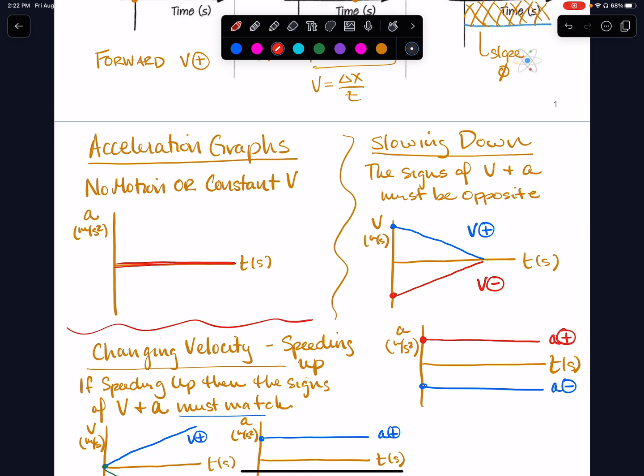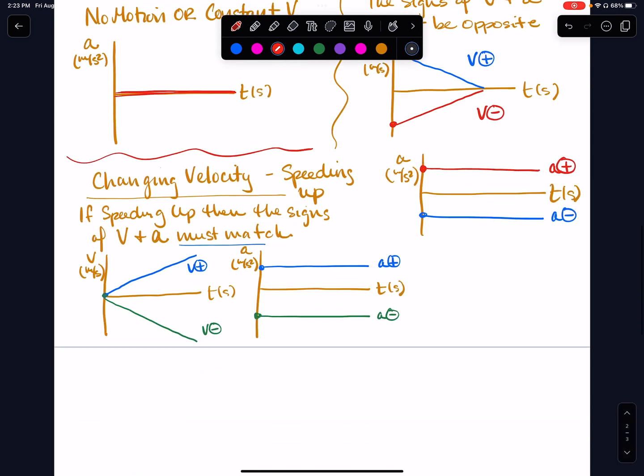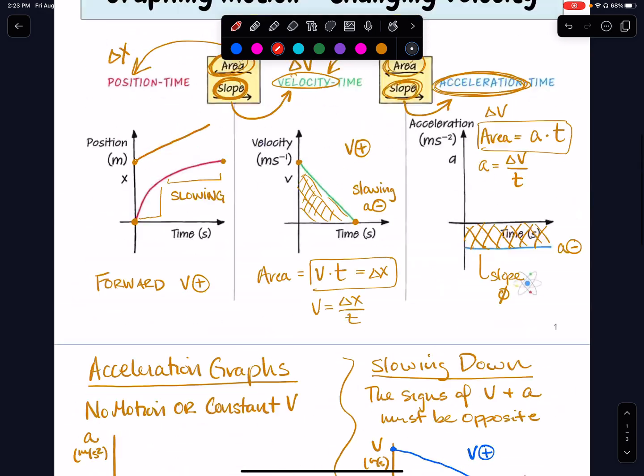All right. So in this case, our signs are working against each other, which means the object will be slowing down. So this is what the acceleration graphs would look like that would go along with our position and velocity graphs that we talked about in the other screencast. Okay. If you have any questions, please let me know.